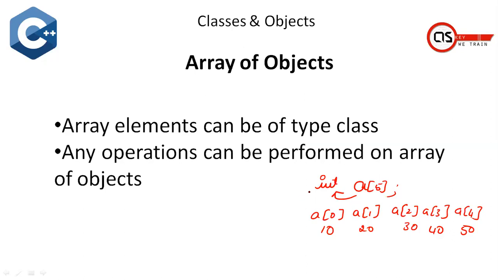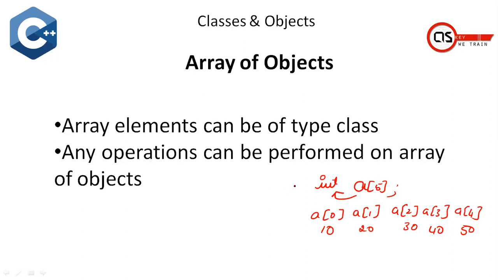Now, is it possible wherein your array elements can be made as a type of class? Yes, it is certainly possible where the elements of an array can be made of the type called a class. So that we will see with an example. And remember that the operations that you performed on an ordinary array can also be performed on the array of objects. Now, how do we create this array of objects? We will take an example.